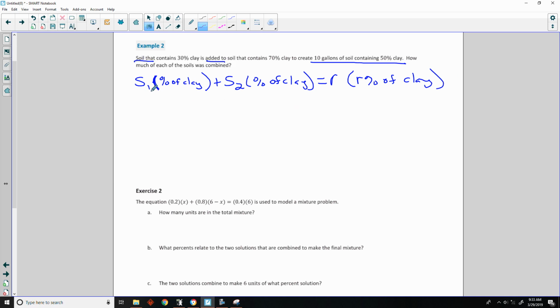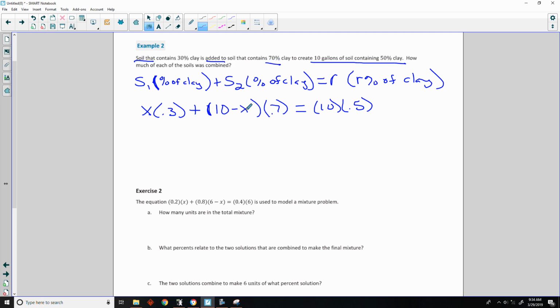All right, so now we just fill this in. Well, S sub 1, we don't know, so we'll just call that X. Percent of clay in that is 0.3. And we're going to add that to S sub 2, which is, the total's 10. Okay, so if my first soil amount is some unknown and my total is 10, the second soil amount is the total minus the first. That makes sense? Okay, so it's 10 minus X times some percent of clay, which is 70, which is 0.7, and that is going to equal 50% of 10. Okay, so the resulting amount is 10, and the percent of clay was 50%, or 0.5.